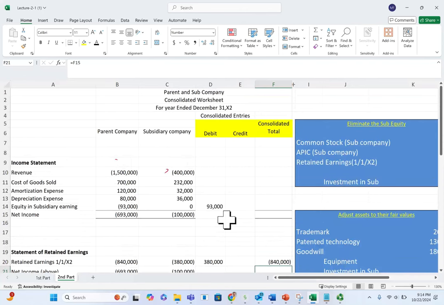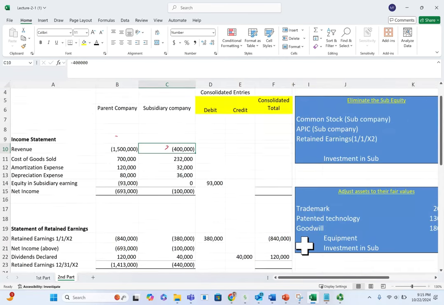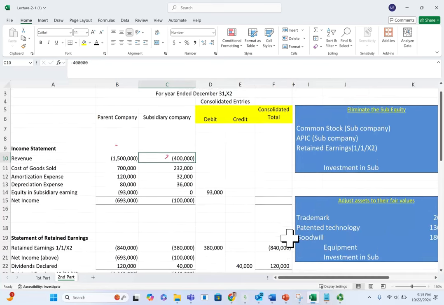Now let's start the consolidation. Let's start the consolidation process. The parent revenue is 1.5 million. The subsidiary, because I pretty much finished everything except one entry. Once we get to it, we'll take. Let's do one more entry.